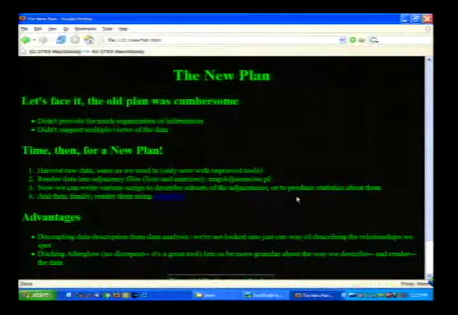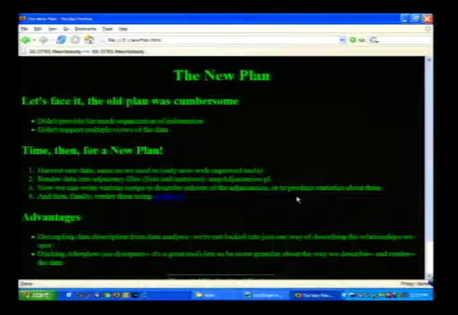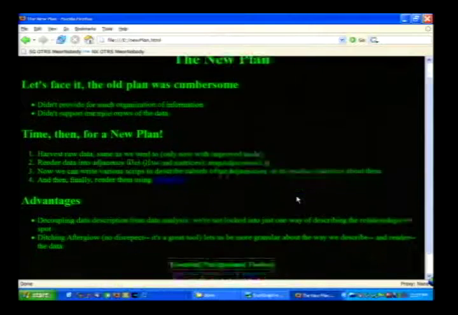All right, so that actually I claim represents something interesting. It helps you support a conclusion. It tells you where to focus your effort and so forth. Now, the old plan was kind of cumbersome. It didn't provide much organization of our information. That's that school district graph I showed earlier. It didn't really support multiple views of the data, and we know we might want to visualize things more than one way. So we have a new plan.